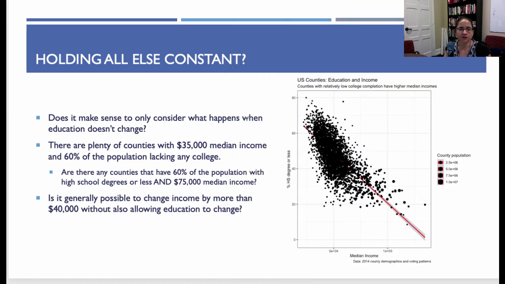Again, does it make sense to only consider what happens when education doesn't change? If we look at this graphic, we've got high school degrees on the y-axis and median income on the x-axis. There are plenty of counties that have $35,000 of median income and 60% of the population lacking college degrees, any kind of college experience. But are there any counties that have 60% of the population with high school degrees and a $75,000 median income? Really not. It's impossible. So is it generally possible to change income by more than $40,000 without also allowing education to change?